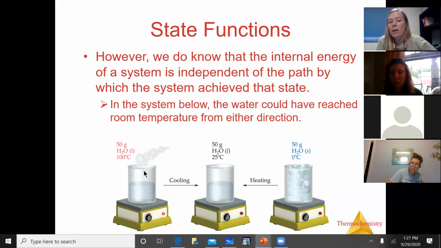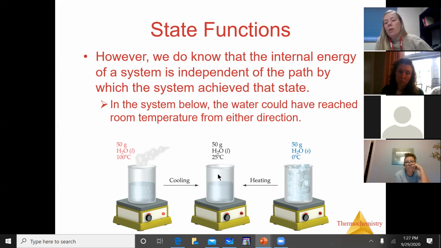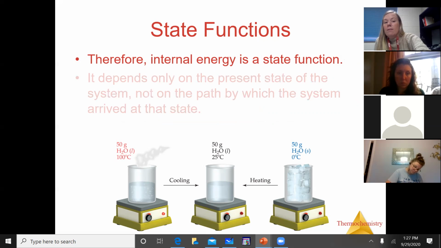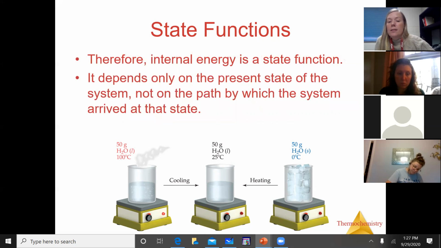I could have had a sample of water that was, instead of 100 degrees, at 93 degrees. And again, it wouldn't matter as long as it enters this place. They all will have the same internal energy. We don't really know what that internal energy is because it's really complicated, but we do know that it is in fact the same. So because it doesn't matter what path it takes, we classify it as a state function. It depends only on the present state. So if this is where we are in the present moment, that's the only thing that affects the amount of energy it has.